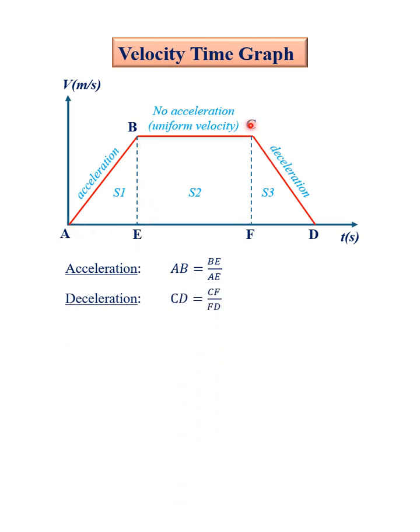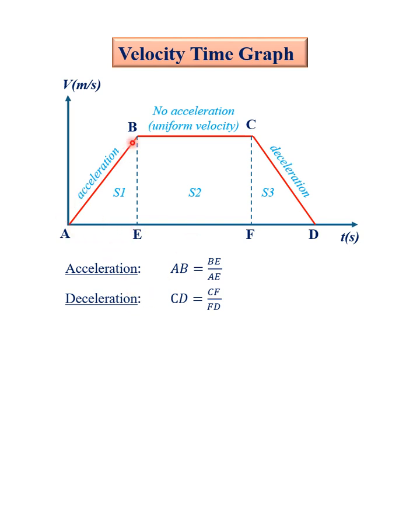Similarly, deceleration is given as CF all over FD. You can find any side of this triangle using this formula. Remember, it is the slope that is the deceleration or the acceleration, not the magnitude of this line. So you are not using Pythagoras theorem, you are solving the slope, which is the change in the vertical divided by the change in the horizontal.